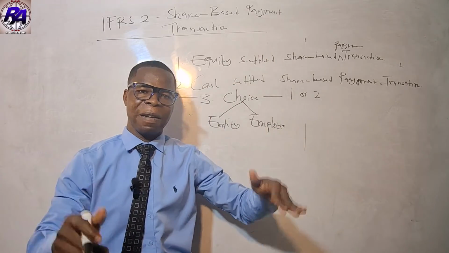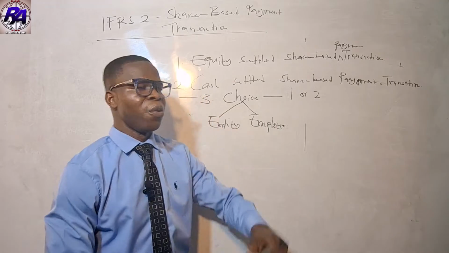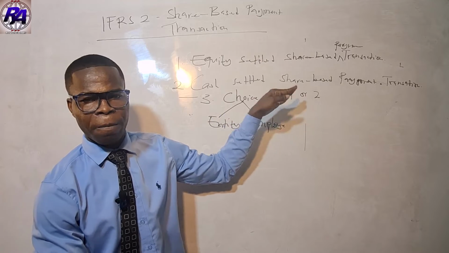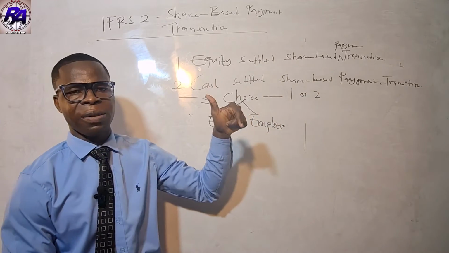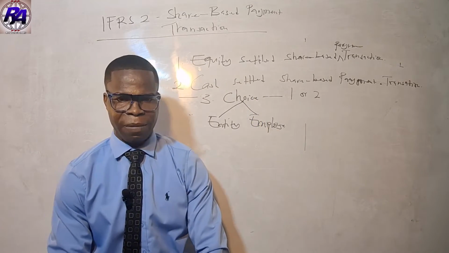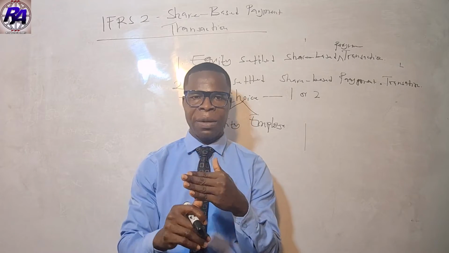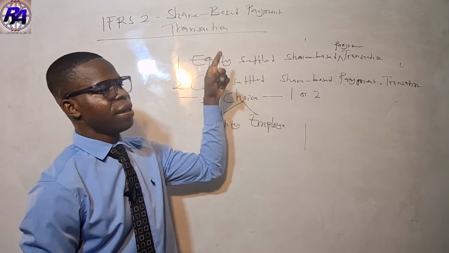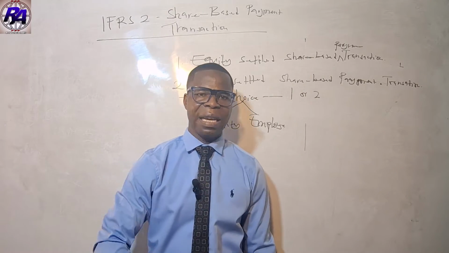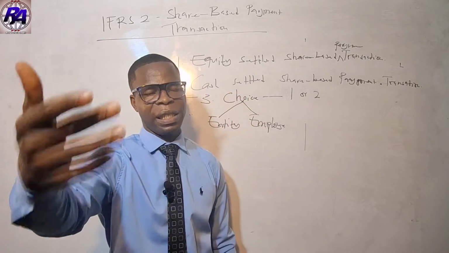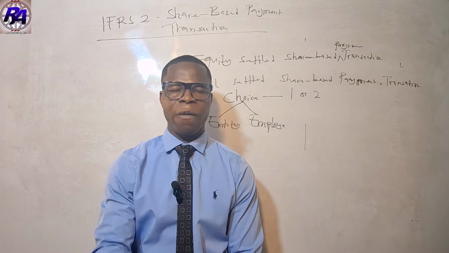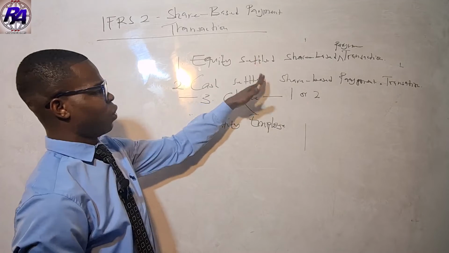So in this particular presentation, as I indicated earlier on, we want to basically look at how we account for these various types. How you account for an equity settled share-based payment differs from how you account for cash settled share-based payments. So you'll take them one by one, starting with the equity settled share-based payment. What is it? How do we account for it? How do we subsequently measure them? And how do we present them in the financial statements of the entity? Now, before we take them one by one, let's look at the meaning of the two.